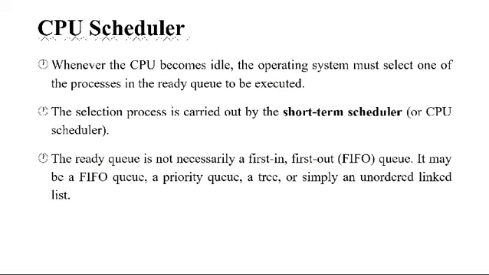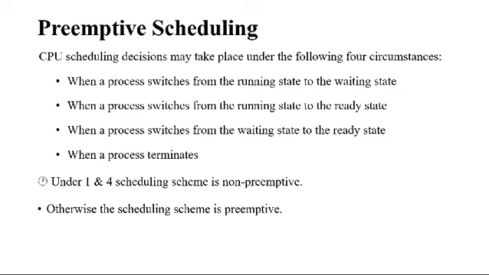So who is going to do the scheduling? The short-term scheduler. This is the one which carries out what process should be selected so that the CPU utilization is maximized. In order to do this, it uses a ready queue, which is not necessarily a first in, first out queue. It may be a first in, first out queue, a priority queue, a tree, or simply an unordered linked list. Before we go into the scheduling algorithms, we should know the types of scheduling we have: preemptive scheduling and non-preemptive scheduling.